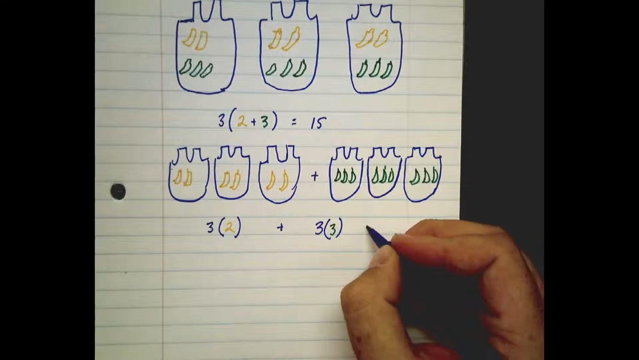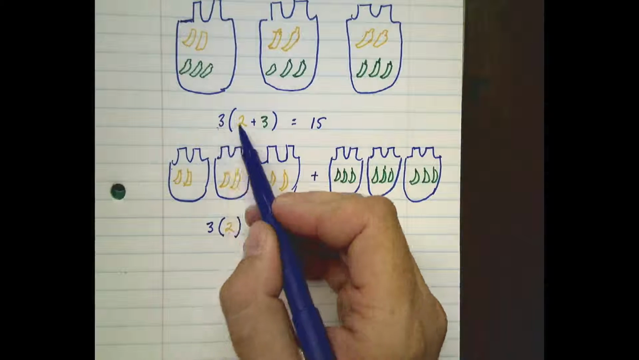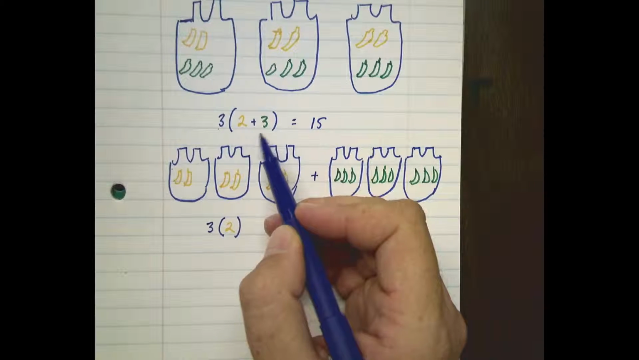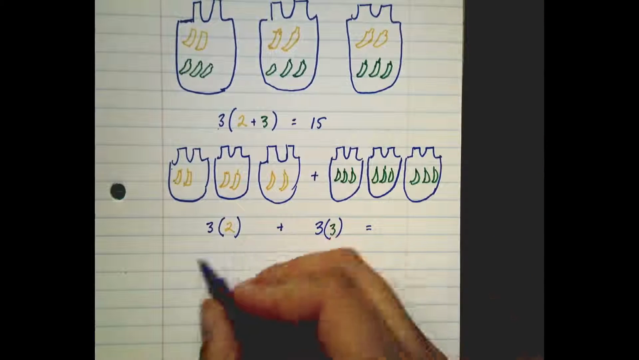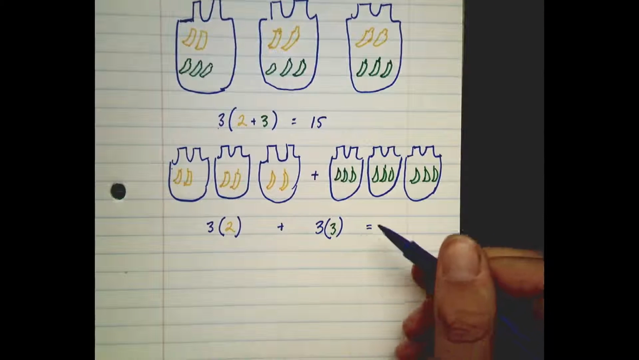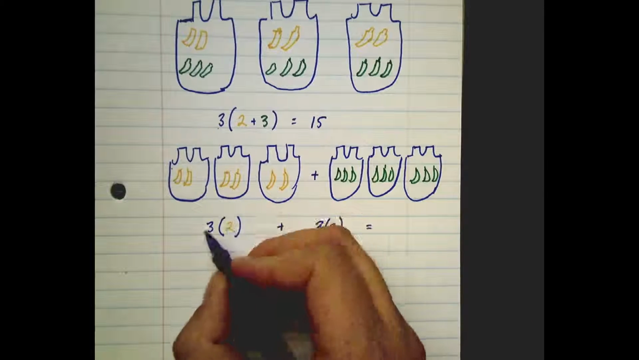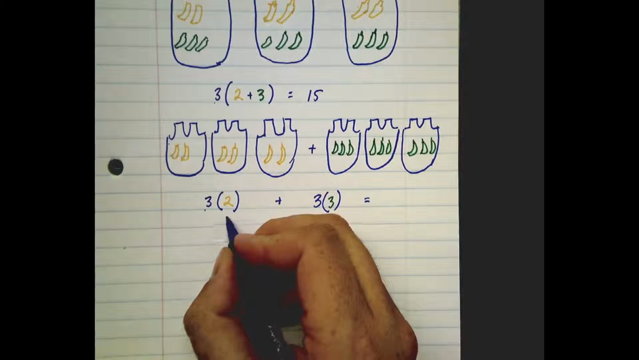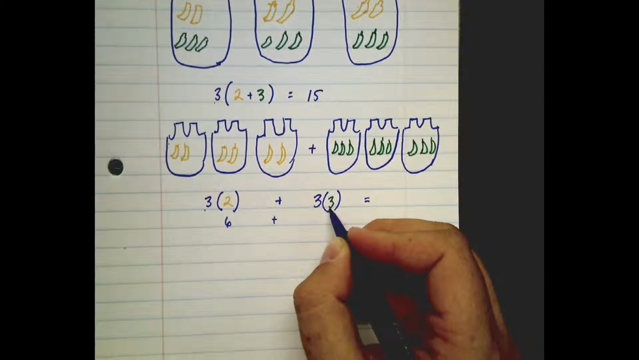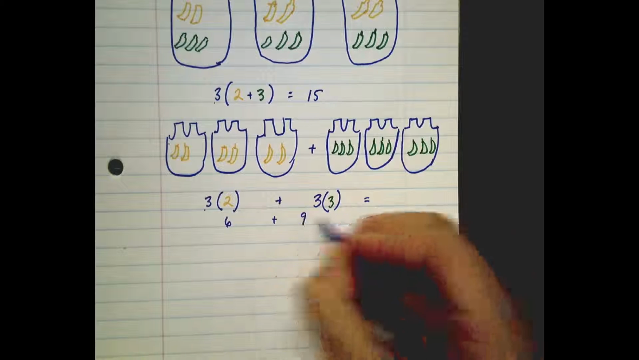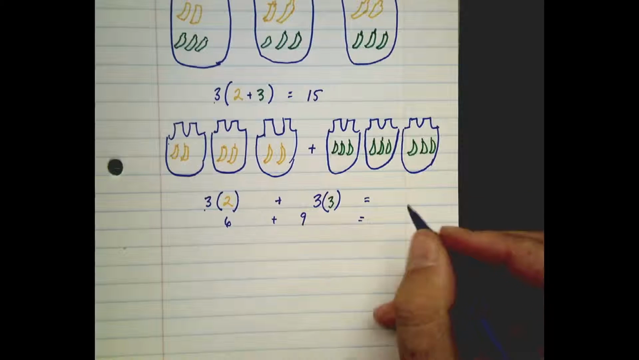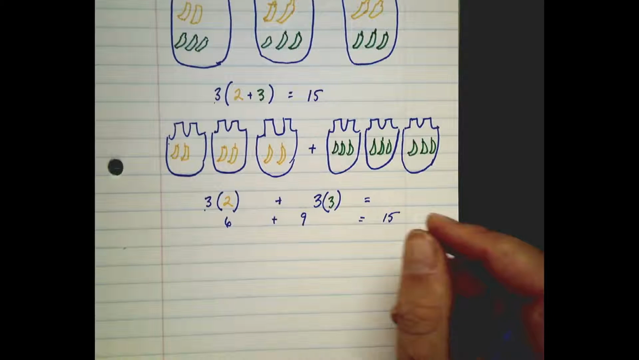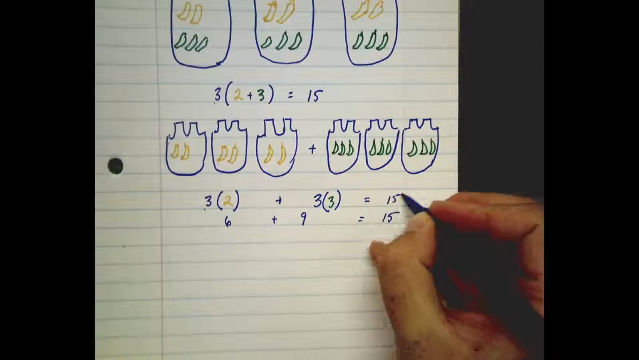So all it's saying is we take that 3 and we multiply it by the 2, and then we take that 3 and multiply it by our other 3 right here. Well, let's see if this works, and let's see if we still get the number 15. So 3 times 2 is 6, right? Plus 3 times 3, which would be 9, and 6 plus 9 is 15. And so we're not working any kind of magic here.